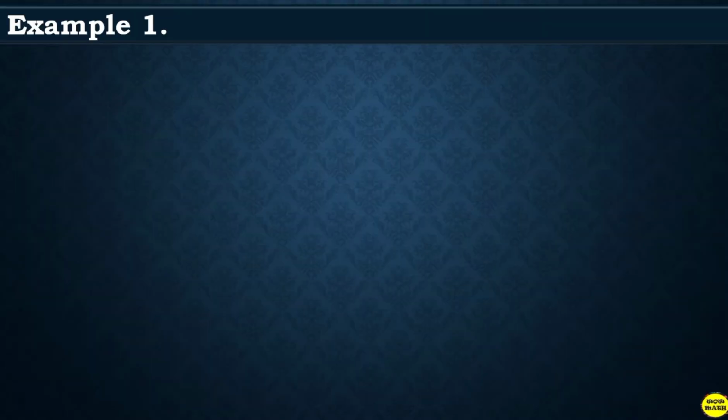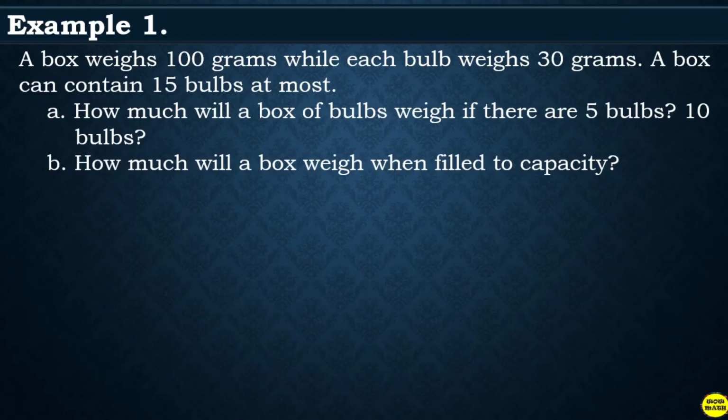Okay, so let's have example number 1. A box weighs 100 grams while each bulb weighs 30 grams. A box can contain 15 bulbs at most. So, pag sinabi natin at most, hanggang dun lang po ang pwede. Yun lang ang kaya niya, yung capacity niya.